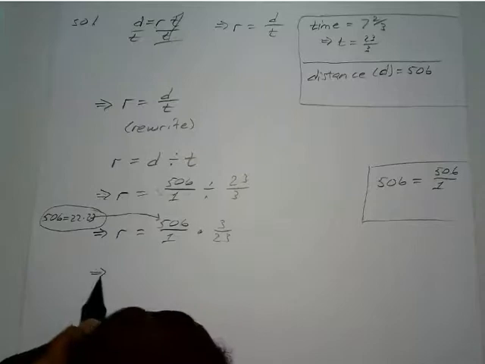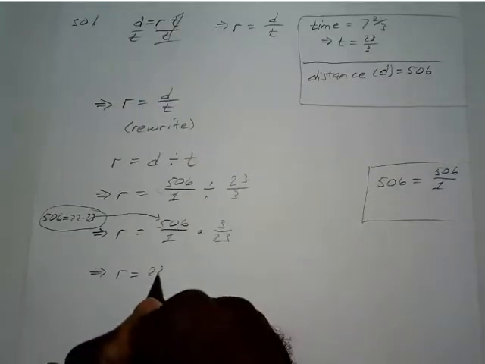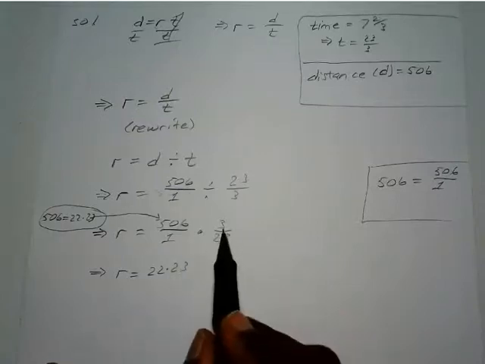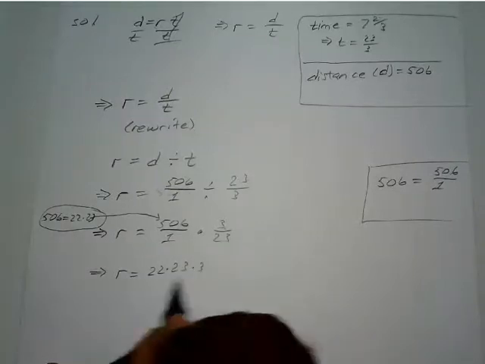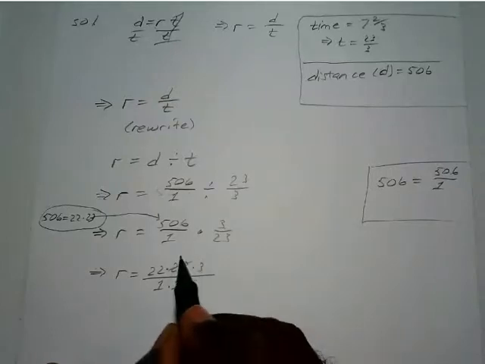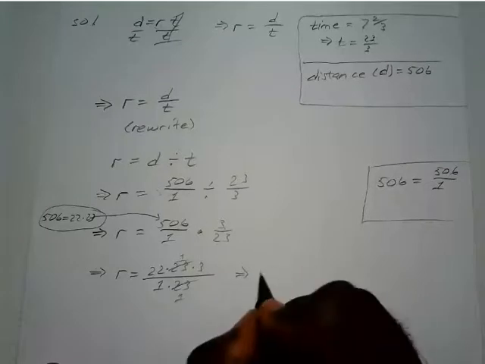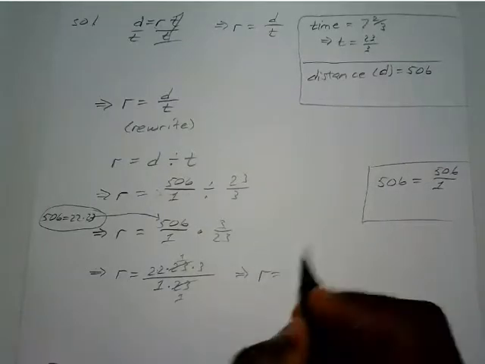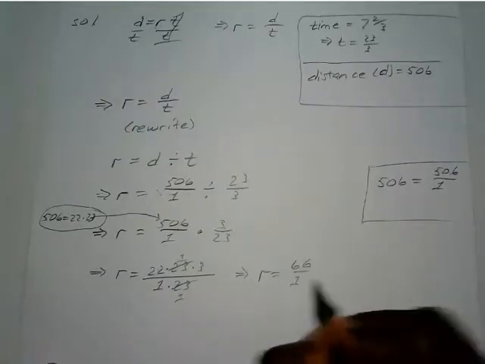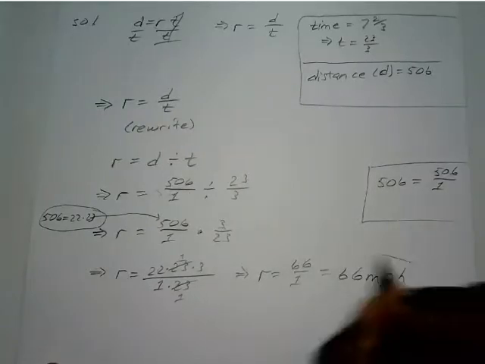So that means the rate is equal to, instead of 506, 22 times 23 times 3 over 1 times 23. These 23s cancel each other out. So the rate is equal to 22 times 3 over 1. So the rate is equal to 22 times 3 is 66 over 1, or just 66 miles per hour.